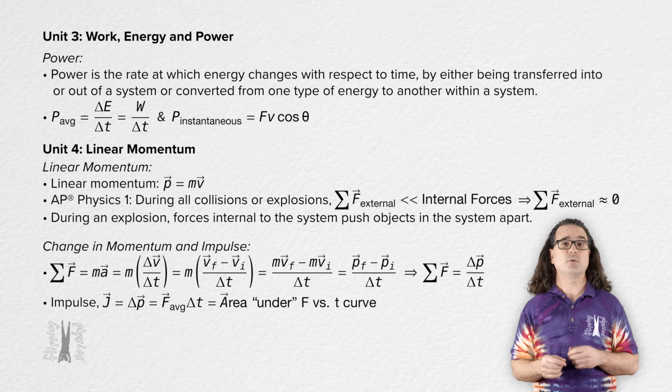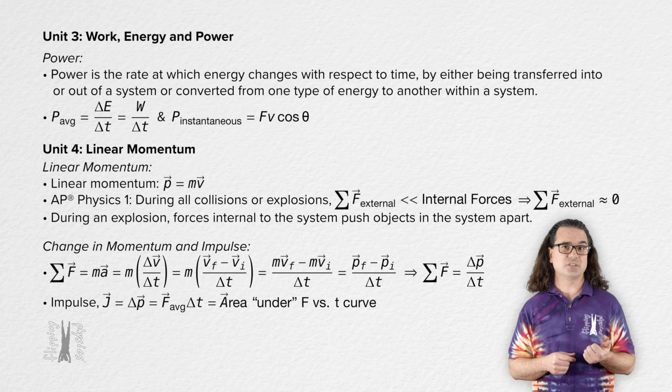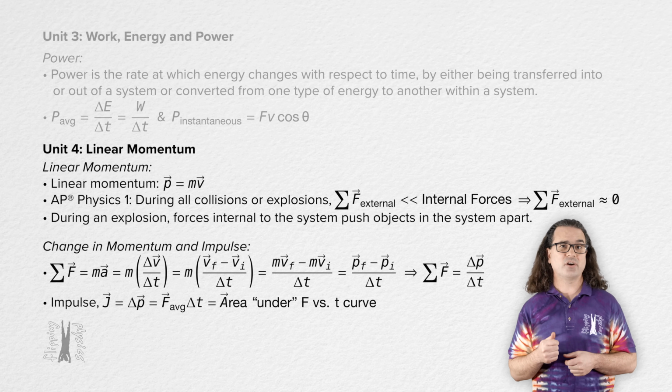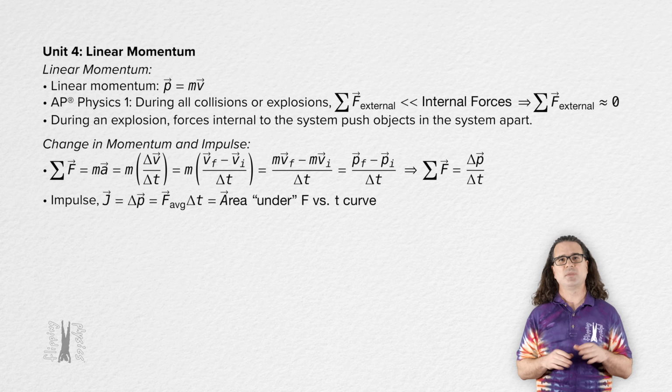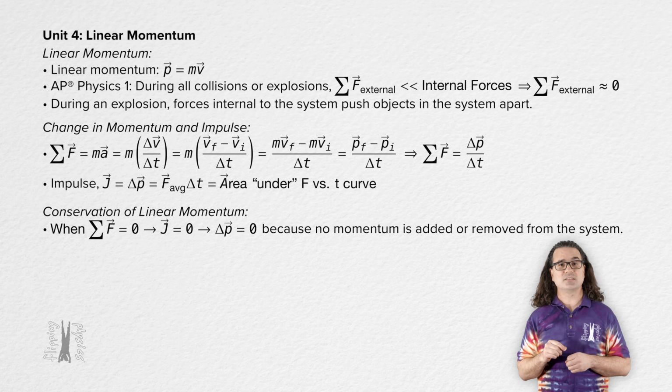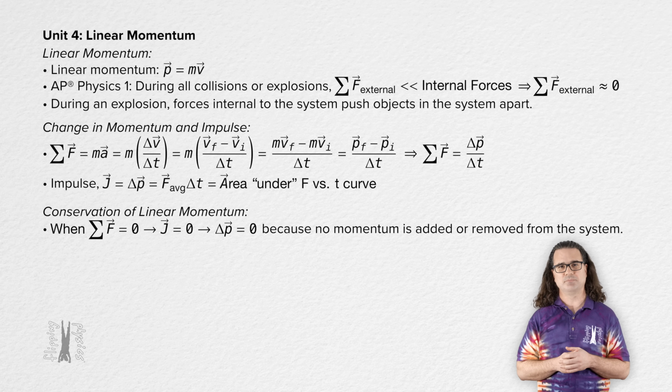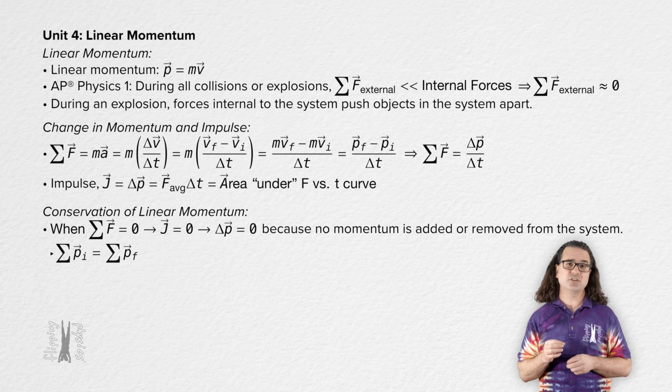Impulse, uppercase J, which is a vector, equals change in momentum, it equals average force times change in time, and it equals the area under a force versus time curve. When the net force acting on a system is zero, the impulse on the system is also zero. So the momentum of the system remains constant because no momentum is added or removed from the system. In other words, the sum of the initial momenta equals the sum of the final momenta.